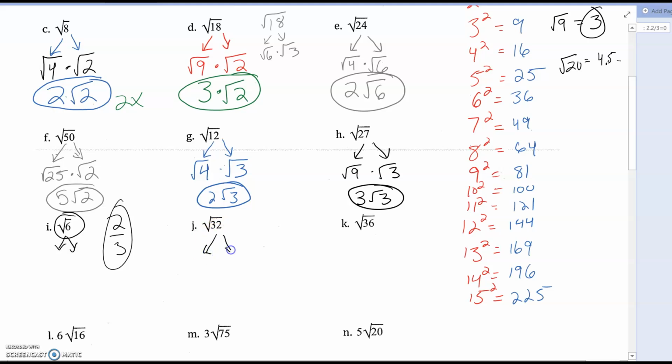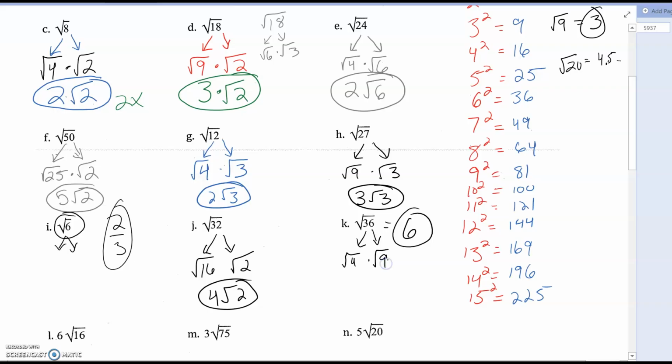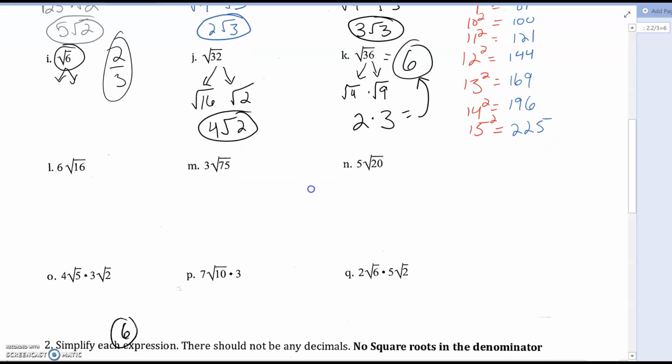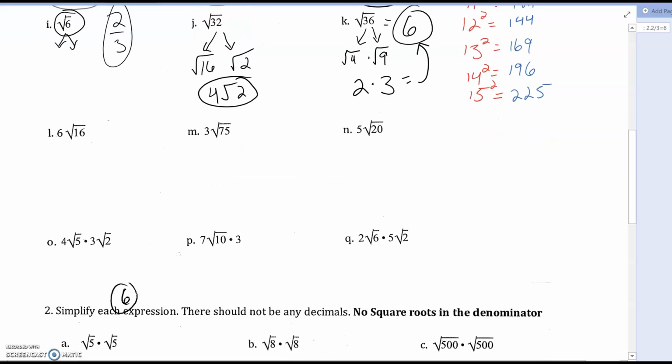32. I'd have 16 times 2, which would be 4 square root of 2. Square root of 36 is just 6. Okay, some of you guys might have separated that into 4 times square root of 9. All right, but the square root of 4 is 2, and the square root of 9 is 3, which is 6. Okay, now we're getting into some good stuff here.